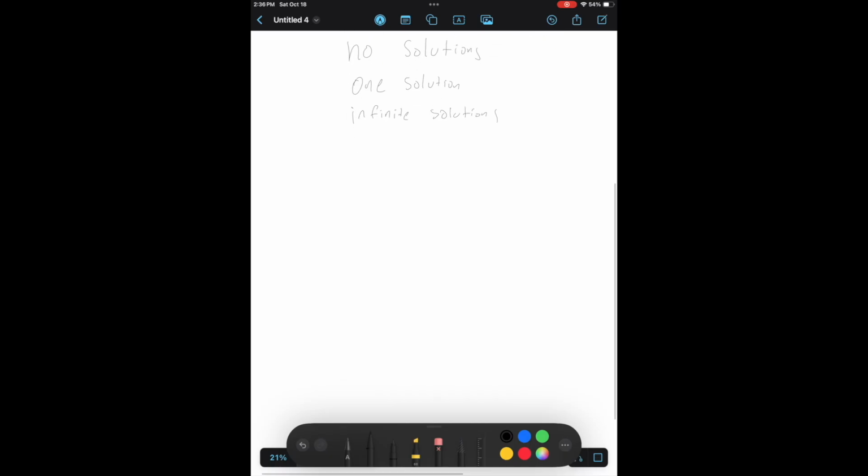You've already been introduced to the idea of 1 solution, because we just solved for those 1 solution problems in the last 2 questions. But now you might be asked on something like the HSPT, or if you're in middle school or high school, you might be asked how many solutions the following equation has. So let's do a question like that.